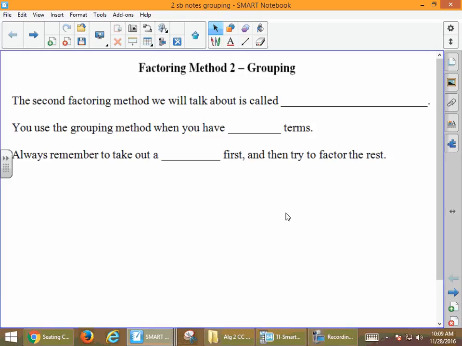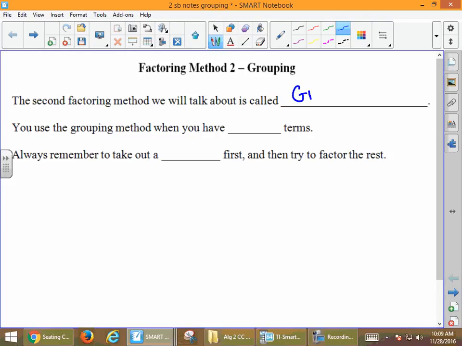Grouping, and the second factoring method, like I said, we will talk about, is called grouping. And we use grouping when we have 4 terms, typically. And the thing about grouping is it relies heavily on our previous notes, which was factoring a greatest common factor. So we need to remember to look for our greatest common factors when we use this grouping technique.